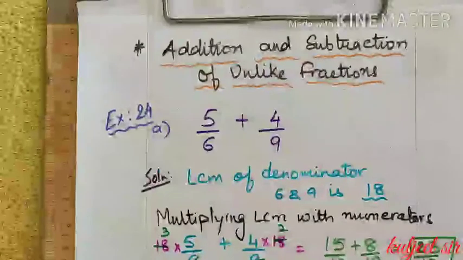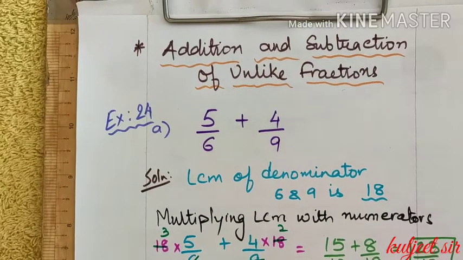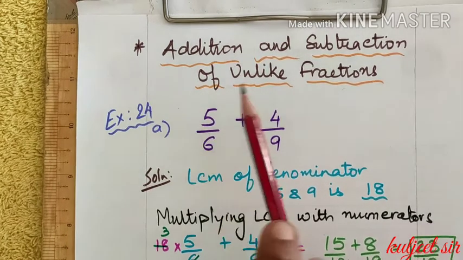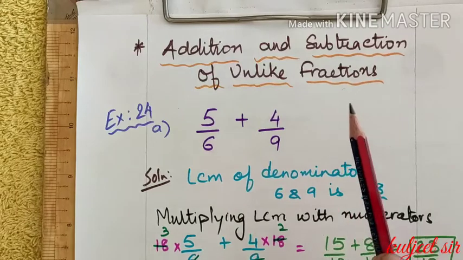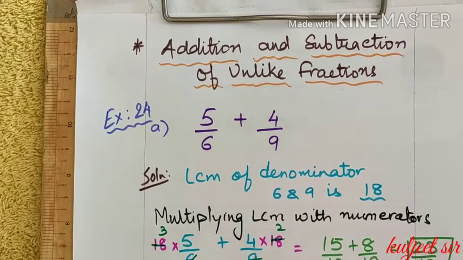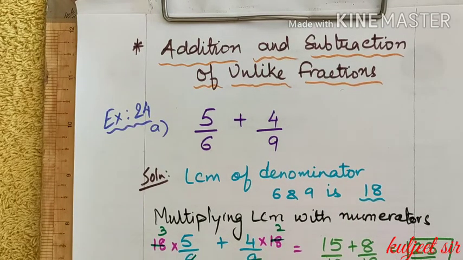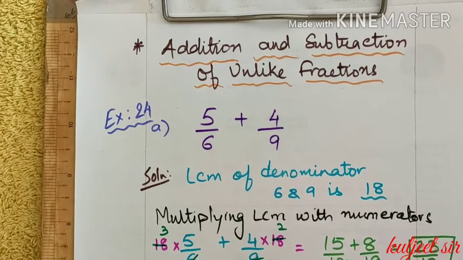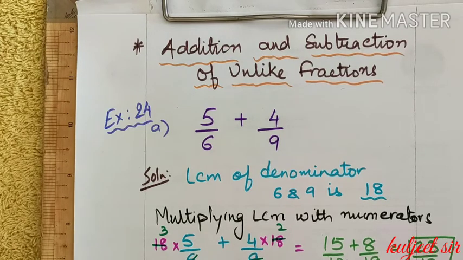Okay students. Now moving further, we will move on to the next topic, that is addition and subtraction of unlike fractions. To add and subtract unlike fractions, first we have to convert them into like fractions by taking the LCM of the denominators and then follow the same procedure as used for like fractions.